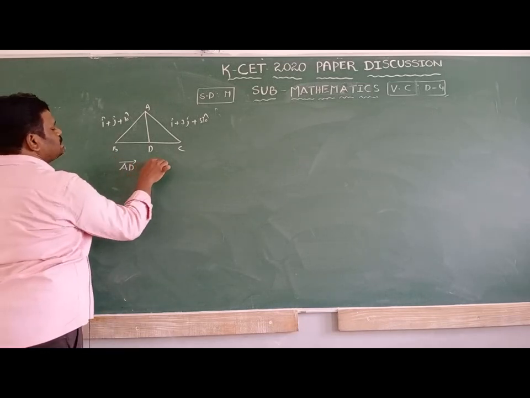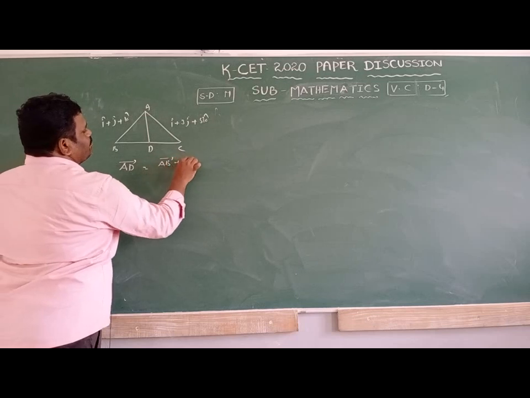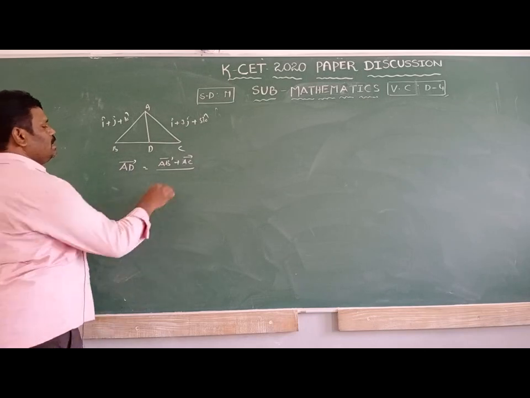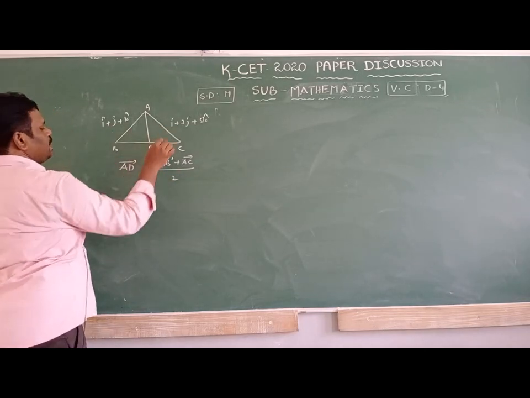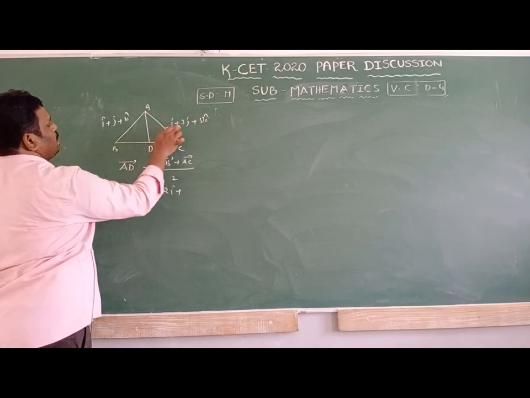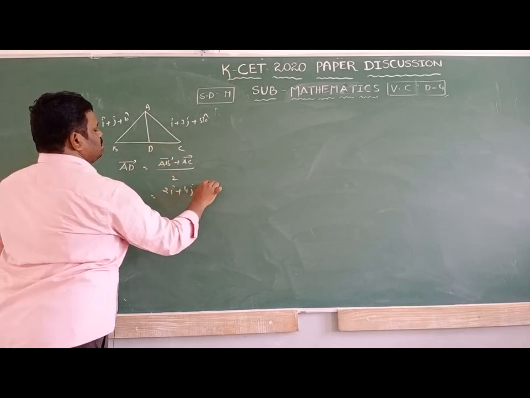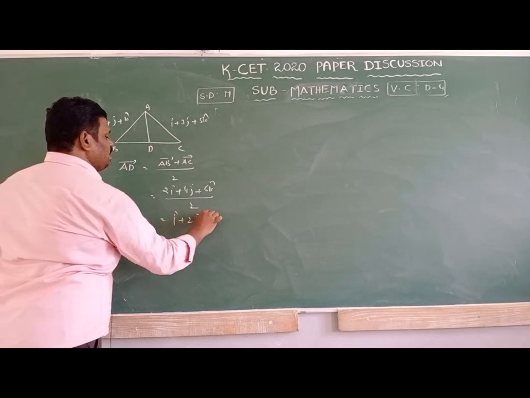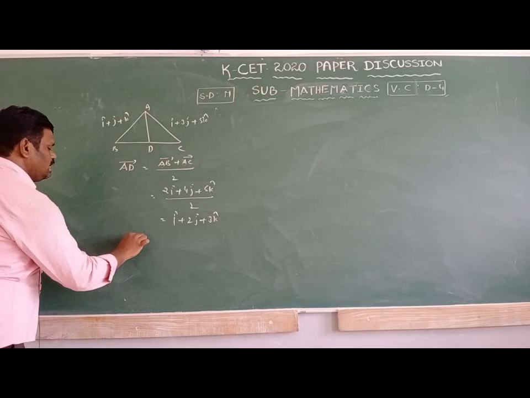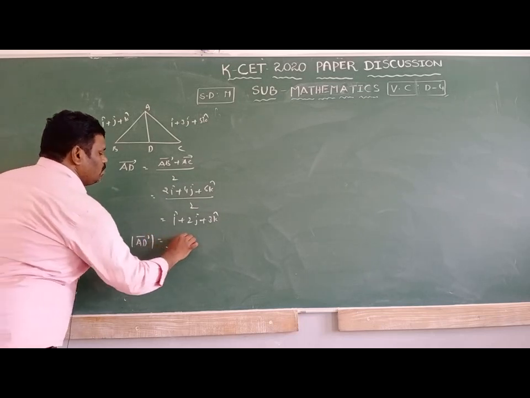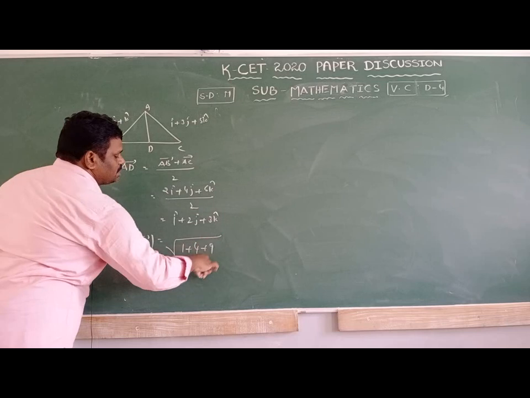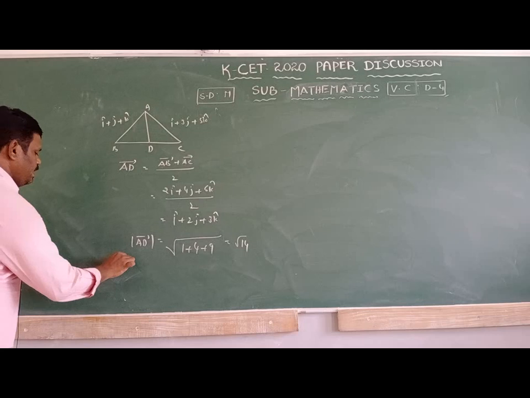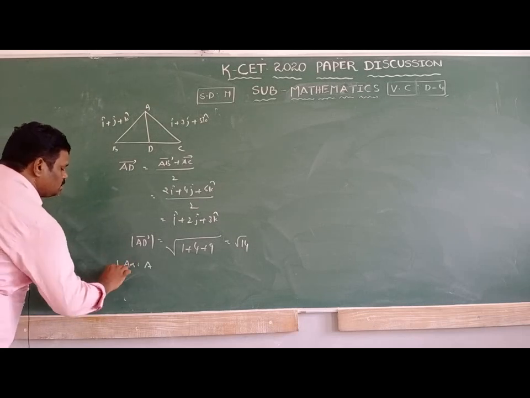Whenever this type of question is given, first we find AD like this: AB plus AC, by 2. That is equal to 2i cap, 4j cap, 6k cap, by 2, which gives i cap plus 2j cap plus 3k cap. The magnitude, the length of AD bar, is equal to square root of 1 plus 4 plus 9, that is equal to root 14. So option A is the correct answer.